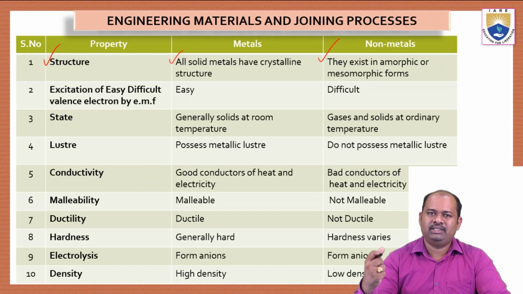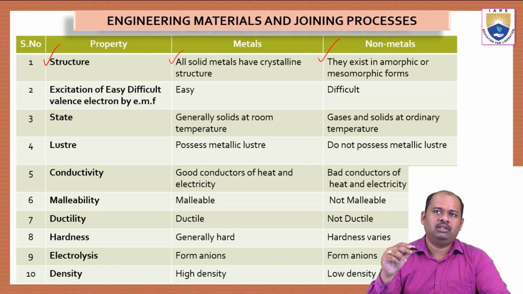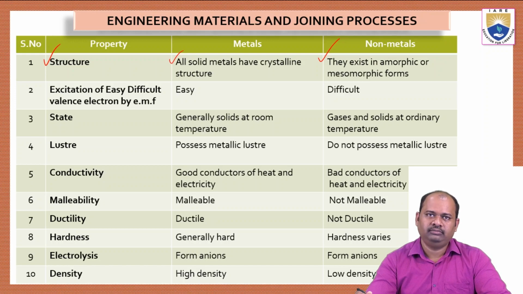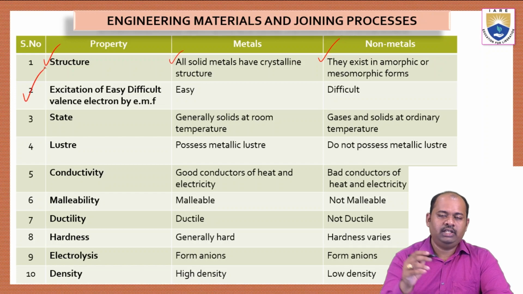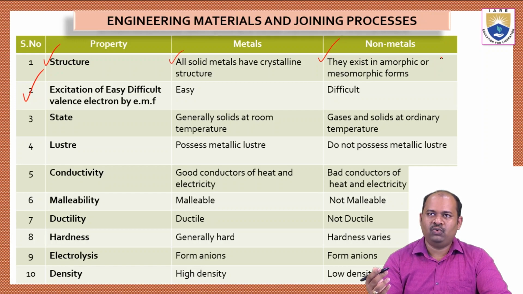So they are not that strong when compared to crystalline structures. As we know, crystalline structure is a very uniformly structured form where they can bear more load when compared to non-metals which have amorphous or mesomorphic forms. So that is the first property, structure. Metals are good in this. So when we compare the score of good points between metals and non-metals, in this, metals have got 1 point.